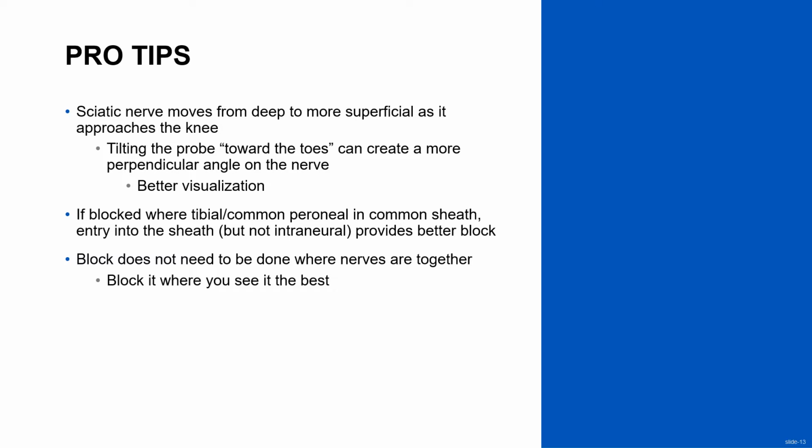If you do the block where the tibial and common peroneal are in that common sheath, entering into the sheath by taking care not to become intraneural with your needle position provides a more reliable block. Lastly, the block does not necessarily need to be done where the nerves are together. You block it where you see it the best, which is a common theme for regional anesthesia. I look at it similar to a brachial plexus block. You can block that anywhere along the plexus and you can still get all the nerves.